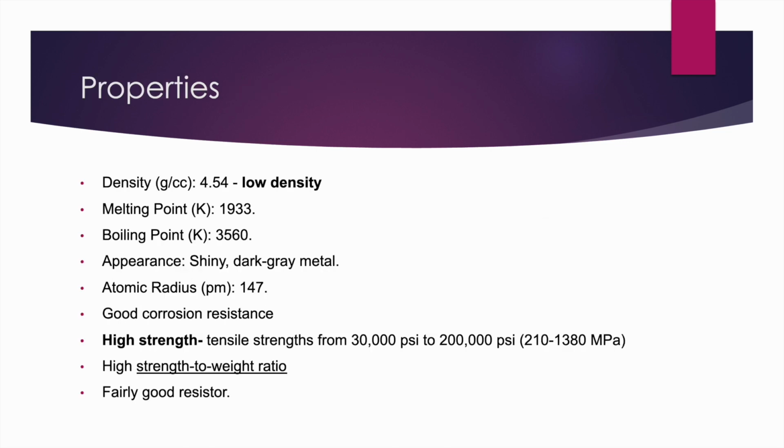Some of the titanium properties: it has a pretty low density. The melting point is high, 1933. The boiling point is 3560 Kelvin. The appearance is a shiny, dark gray metal, and the atomic radius is 147. It is a good corrosion resistant metal, so it will take a lot to get corroded. It is a high strength metal, and the strength to weight ratio is pretty good.